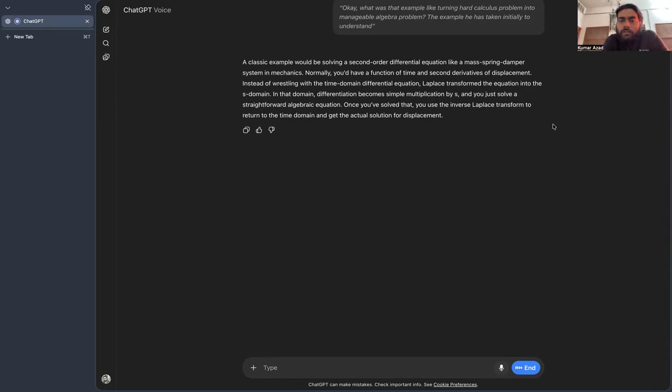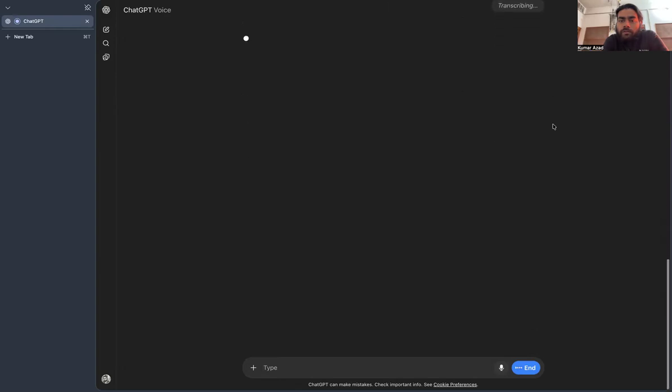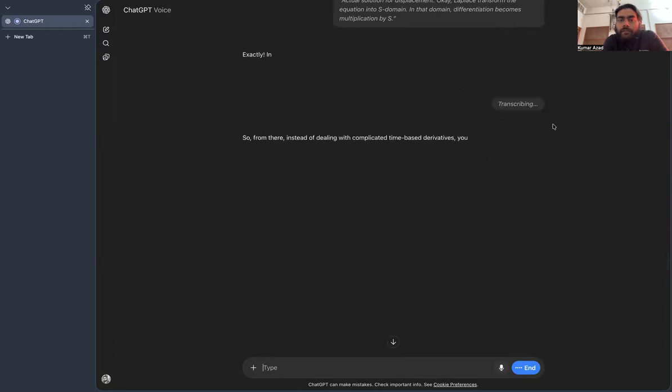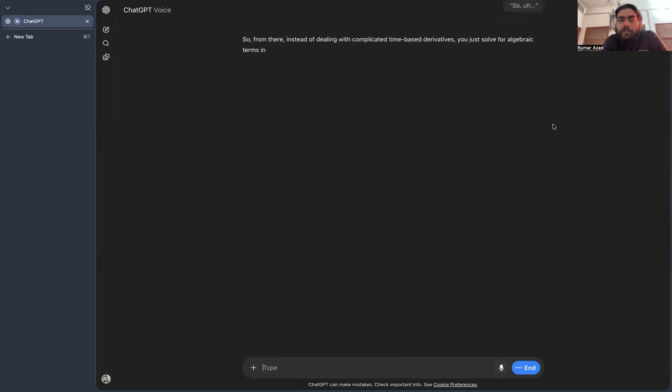Actual solution for displacement. Okay, Laplace transforms the equation into the s domain. In that domain, differentiation becomes multiplication by s. So from there, instead of dealing with complicated time-based derivatives, you just solve for algebraic terms in s. Once you've got the solution in that simpler domain, you bring it back to time by inverting the transform. It's like a round trip to make the problem easier.